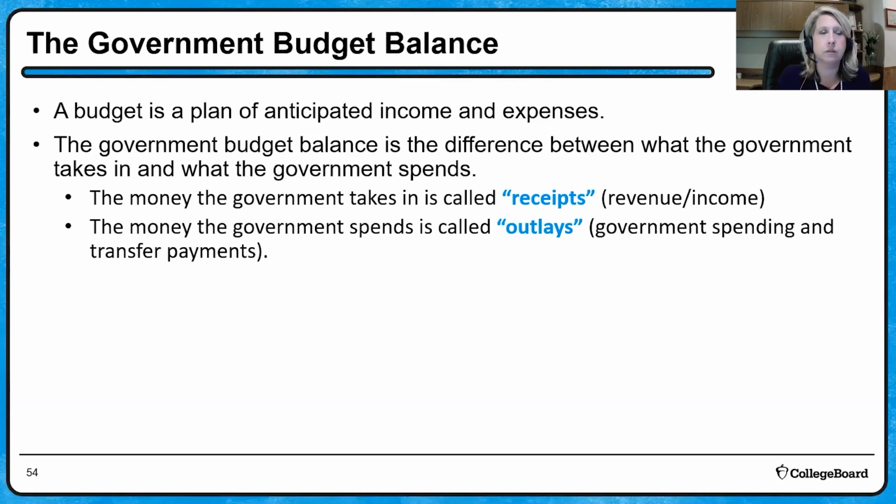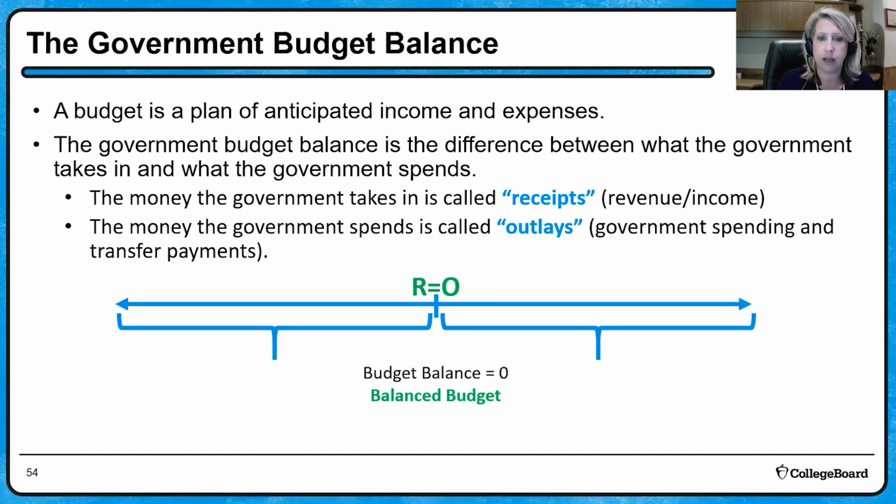And so government spending, when we talk about government spending as the purchase of goods and services, that's the part of government spending that's counted in GDP. But that's not the only thing the government spends money on. The government lays out money when it spends on goods and services, but also when it conducts transfer payments. So all of the money that the government spends is called outlays. All of the money that the government takes in is called receipts or revenue.